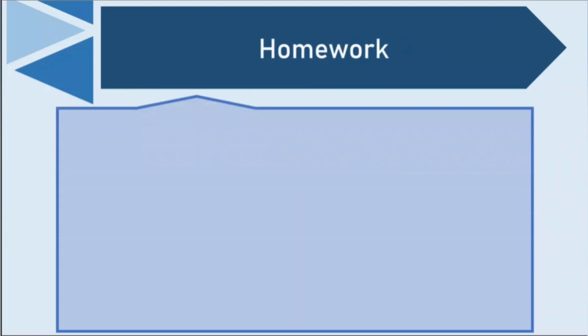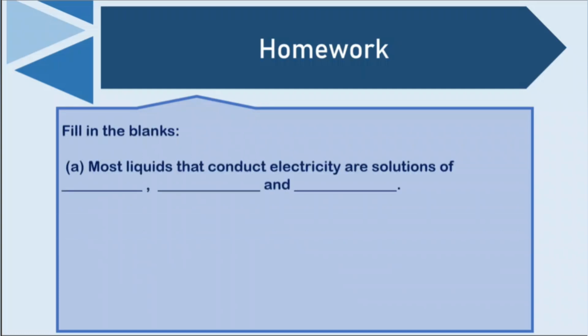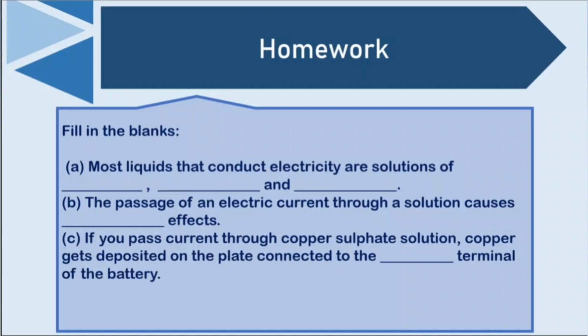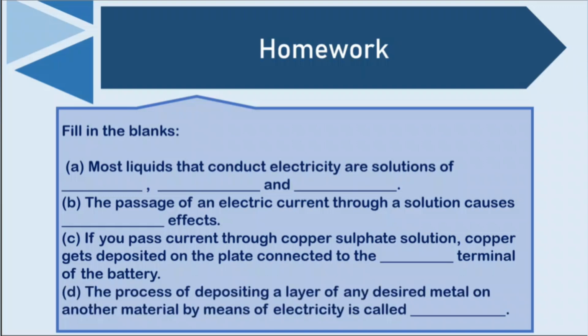Here is practice homework for you all from NCERT. Fill in the blanks. Most liquids that conduct electricity are solutions of dash, dash, and dash. The passage of an electric current through a solution causes dash effect. If you pass current through copper sulfate solution, copper gets deposited on the plate connected to the dash terminal of the battery. The process of depositing a layer of any desired metal on another material by means of electricity is called dash. We have already studied all of these concepts, so these questions must be really easy for you.